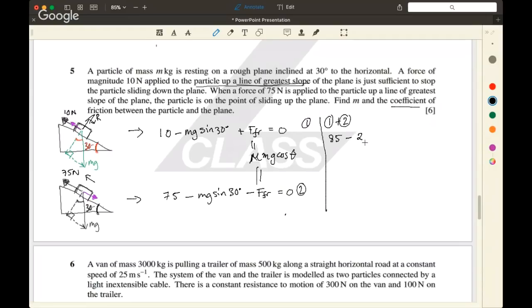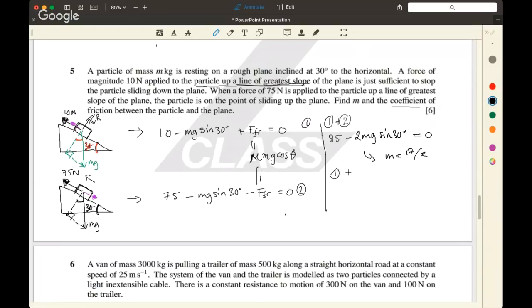Wait, whoops, sorry. That's not the one that cancels out. What I mean to say is that the forces of friction cancel out because you're adding them together. So it's plus force of friction minus force of friction. And you get two copies of this guy. So 85 minus 2 mg sine of 30 degrees is equal to 0. And you can solve this in your calculator and get that the mass is, I think, 17/2.